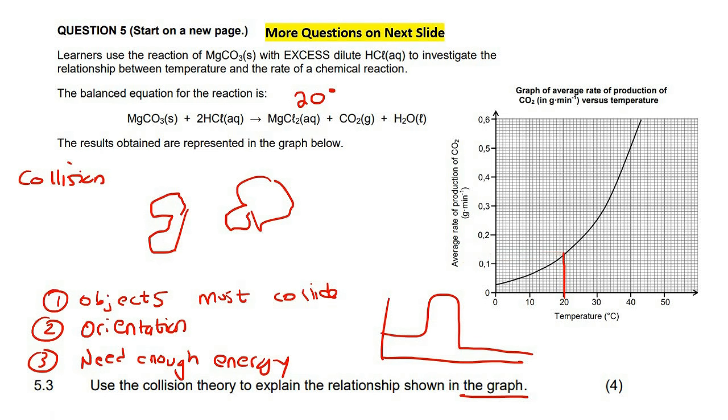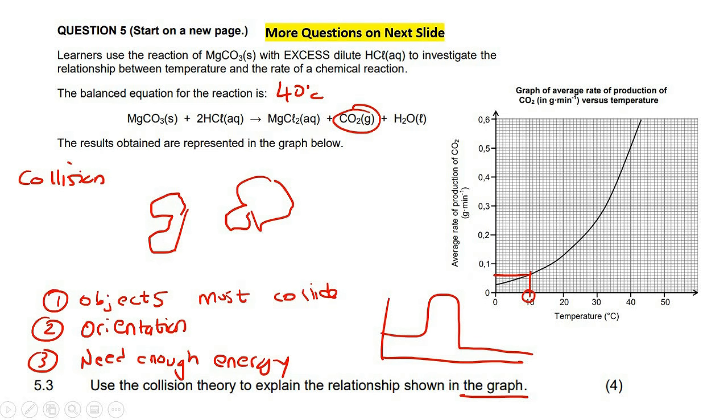Okay? If you then decide to run this reaction at 40 degrees Celsius, then you are going to produce the CO2 at 0.5 grams every minute. If you then decide to run this at 10 degrees Celsius, then your rate of production is going to be less for CO2.